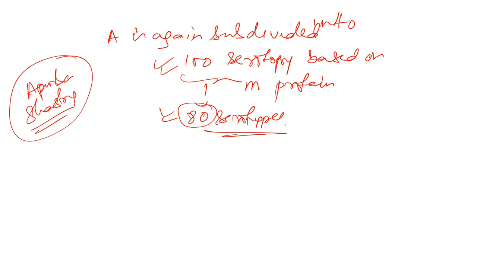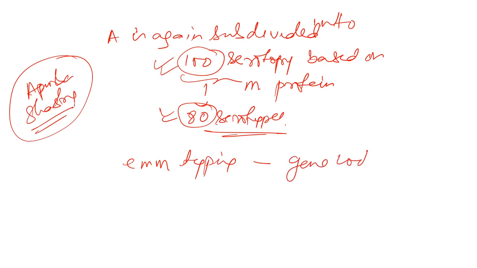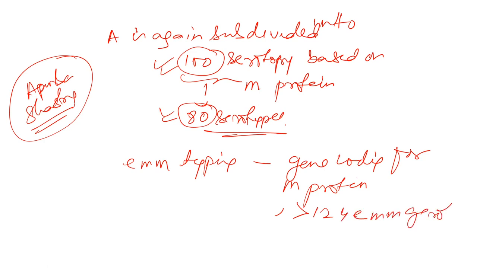The question will be near to that only; 100 or 80, one option will come only. So I follow 100. It's a risky word for me, but I follow Apurva Shastri. So 100 serotypes, known as Griffith typing. Again, there is another typing known as M typing, based on the gene coding for M protein, in which 124 M genotypes are identified.